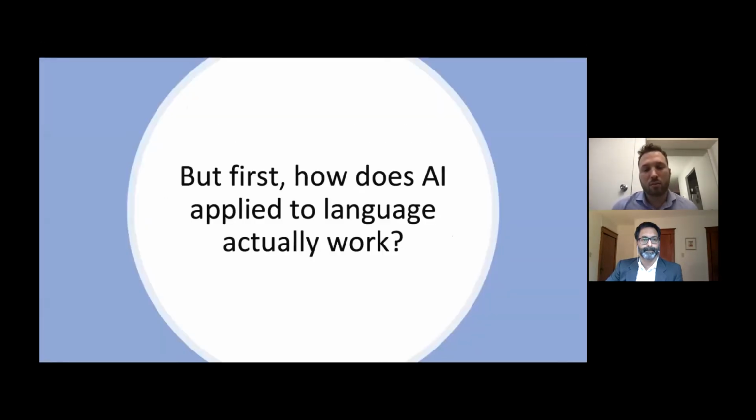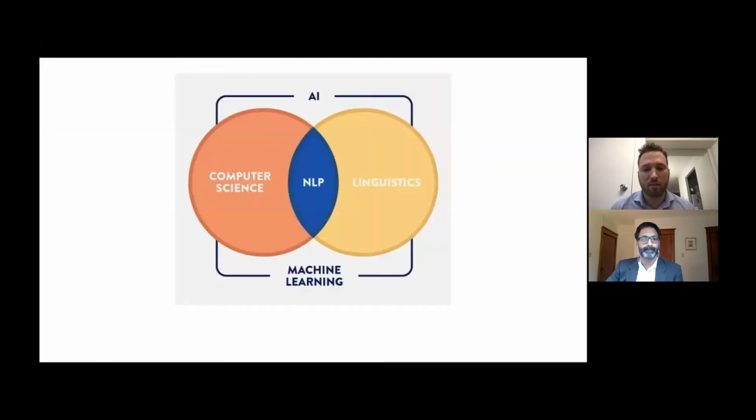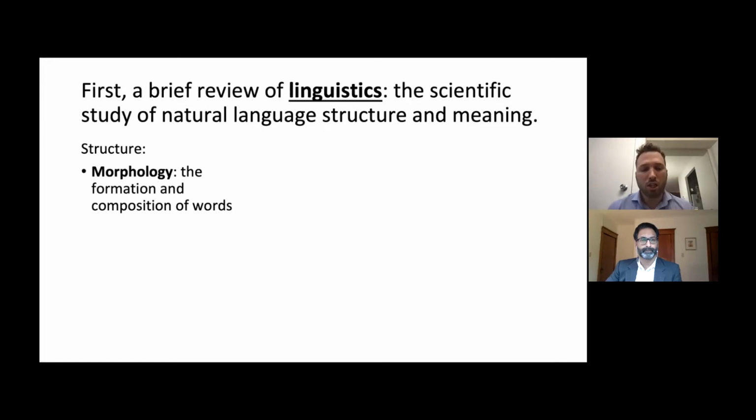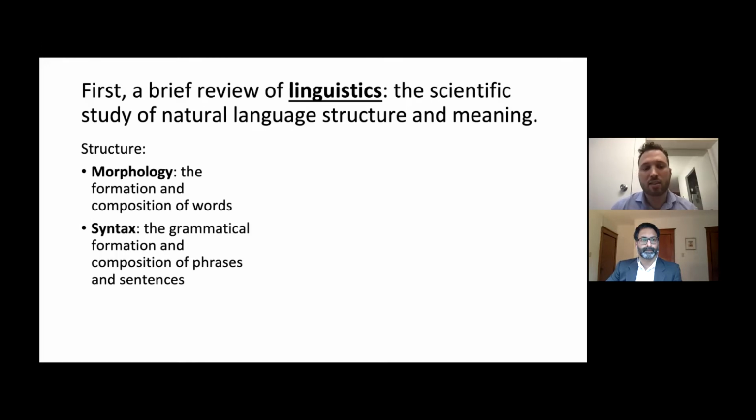So before we get into those applications, let's talk about how AI is applied to language. So NLP is a convergence of two different sciences, computer science and linguistics. And AI typically leverages machine learning, as you learned in previous webinars, to bring these two together. So first, a brief review of linguistics, as some of you may not be familiar or remember what that includes. So it's really the scientific study of natural language structure and meaning. So structure can include the morphology, the formation and composition of words, or syntax, the grammatical formation and composition of phrases and sentences, phonetics, the speech acoustics and articulation.